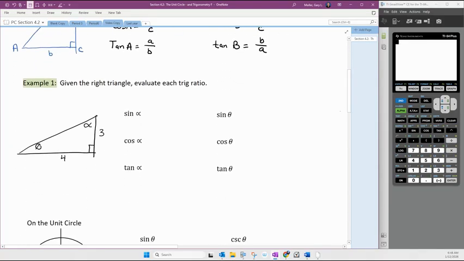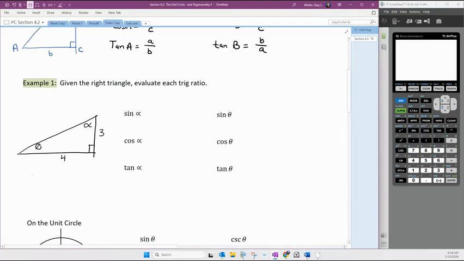Given the right triangle, evaluate each trig ratio. In trigonometry, as we've discussed, when you have unknown angles, it's very common to use the Greek letters as the variables. Theta is your go-to variable. Alpha is a good second. We'll go to beta sometimes. Looking at the sine of alpha, in order to do that, we're going to need to know that third side.